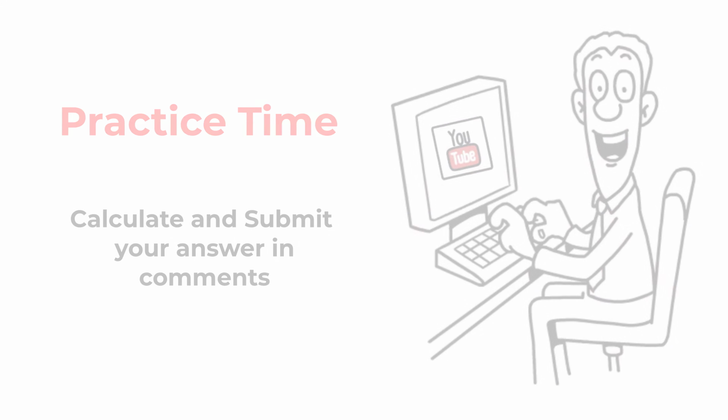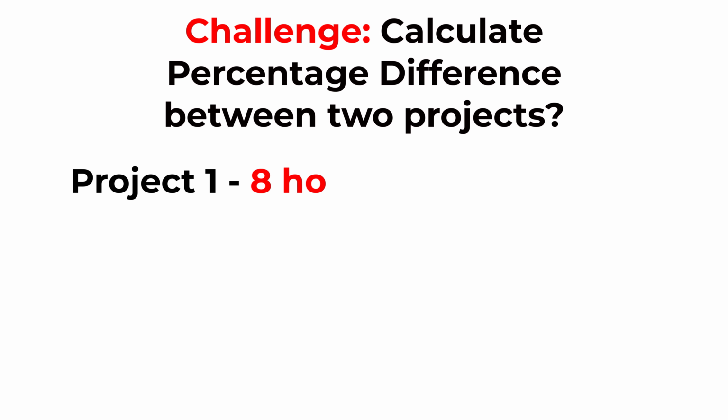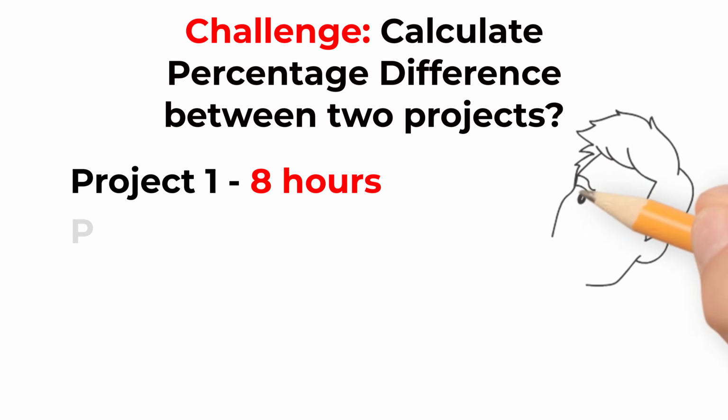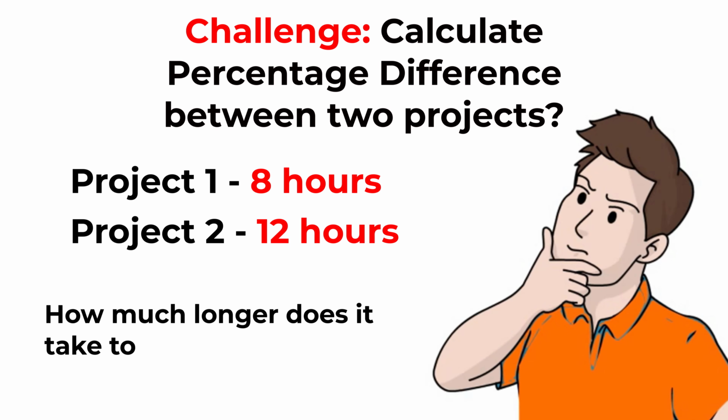We have 2 projects, and to complete project 1, it takes 8 hours, and to complete project 2, it takes 12 hours. So how much longer in percentages it takes to complete project 1 versus project 2?